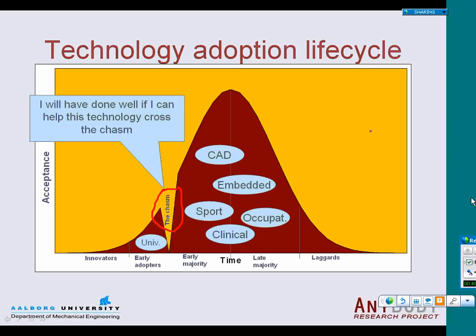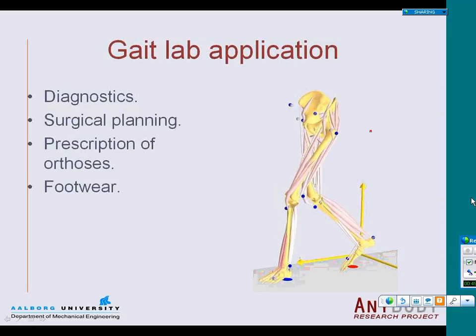Some of the things that are located in the majority market here would be sports applications, occupational biomechanics, clinical applications, embedding the technology into hardware, for instance in fitness machines, and also building the technology into CAD systems. All of these are things that are difficult to do, but things that we would like to do in a not too distant future together with different partners. We think that this could help reach this majority market. I'll give you a couple of ideas of things that we could do.